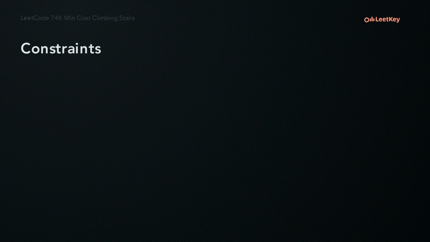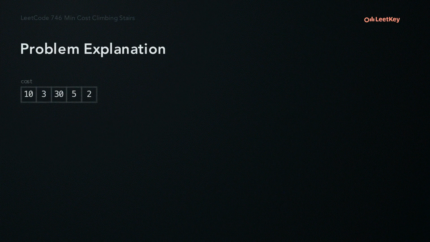The constraints are the number of costs is between 2 and 1,000, and each cost is between 0 and 999. What this is really asking is, we have an array of costs where each cost represents the price to climb 1 or 2 steps on the staircase. You can either start from the first step or the second, whichever costs less in the end.